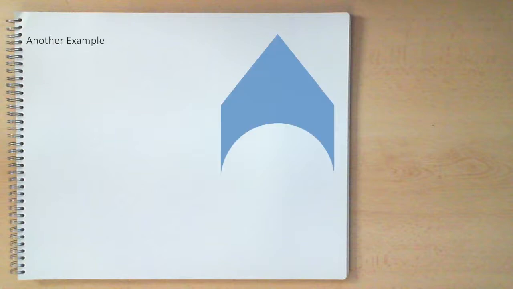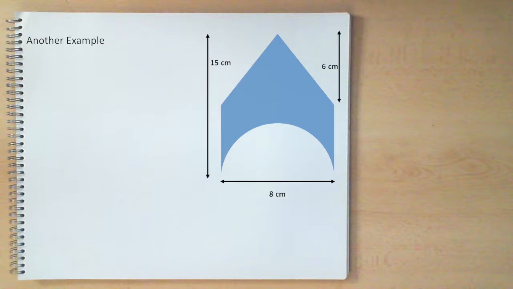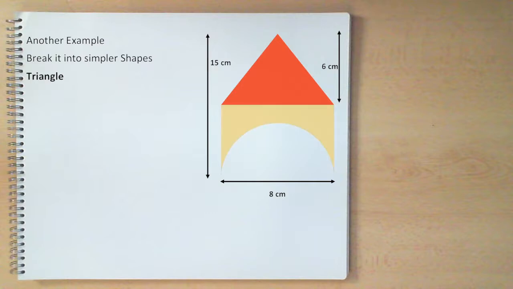Let's look at what on the face of it is a slightly harder area problem. Here it is. Well, that looks quite tricky, doesn't it? What we're going to do is exactly what we did before. We're going to break this shape into simpler shapes that we can work out the area of. There's a triangle at the top. There's a rectangle in the middle, but it's hidden behind a semicircle.